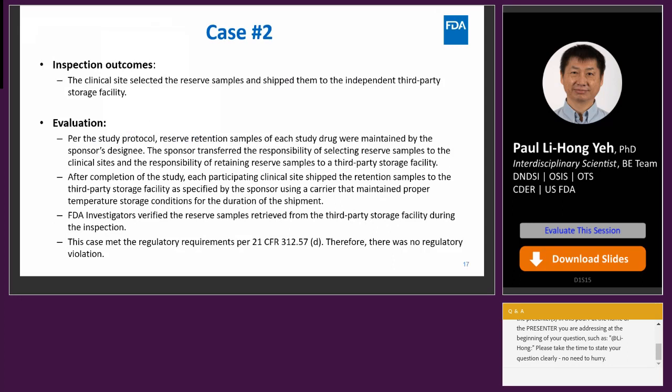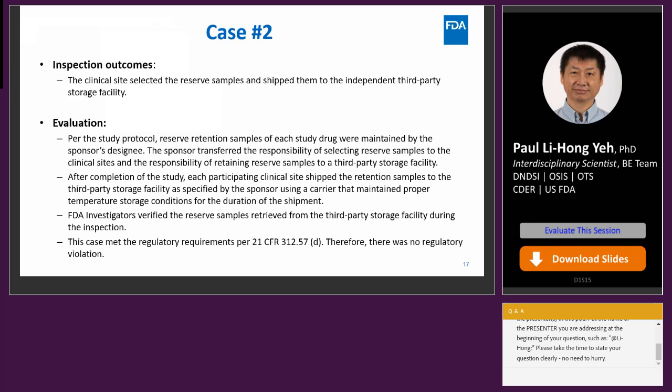Inspection outcomes. The clinical site selected the reserve samples and shipped them to the independent third-party storage facility. Evaluations. Per the study protocol, reserve retention samples of each study drug were maintained by the sponsor's designee. The sponsor transferred the responsibility of selecting reserve samples to the clinical sites and the responsibility of retaining reserve samples to the third-party storage facility.